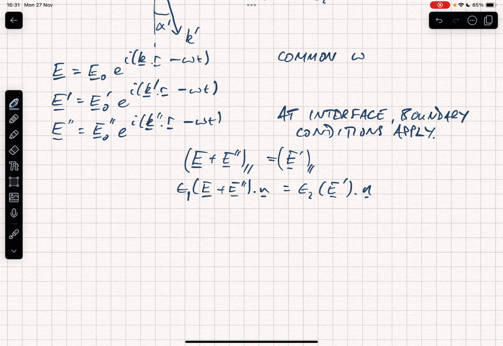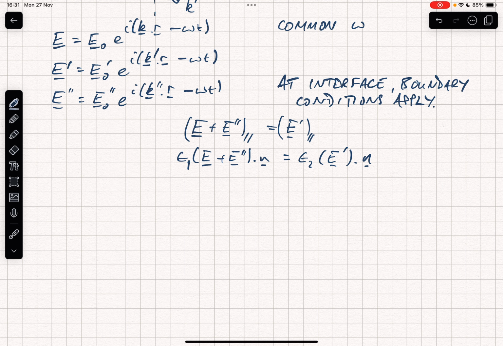And what we're doing is we're taking the fields on the incident side of the interface, that's E plus E double prime, and we're making them equal to the fields on the other side, the refracted index, E prime, and applying an appropriate condition.